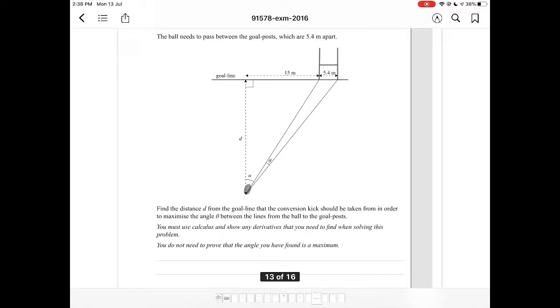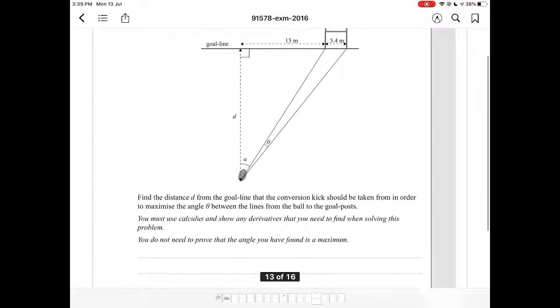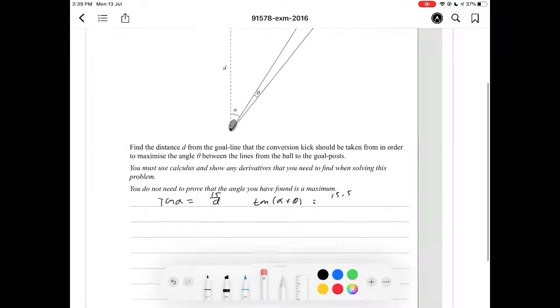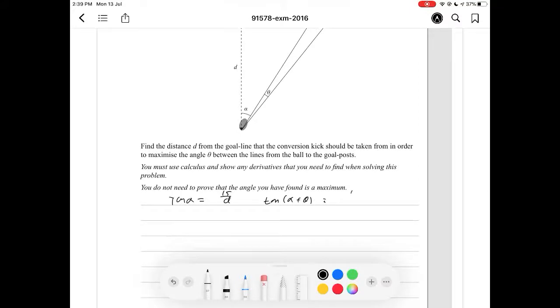Right, first things first, we're going to be setting up our equations for our angles. So we know tan alpha equals 15 over d. And we know that tan of alpha plus theta equals 15 plus 5.4 over d. This equals 20.4 over d.